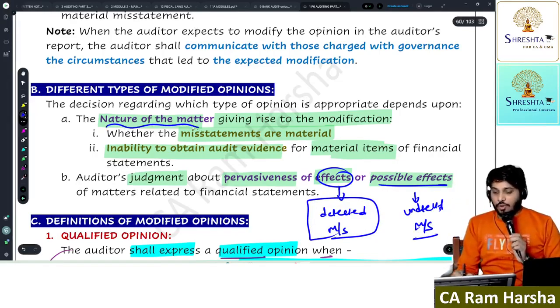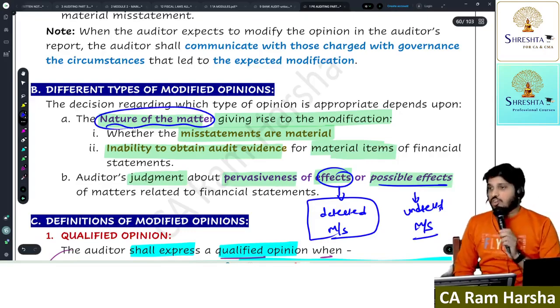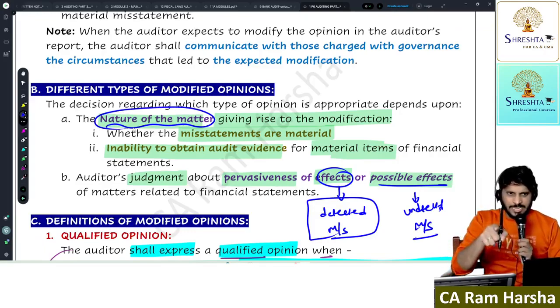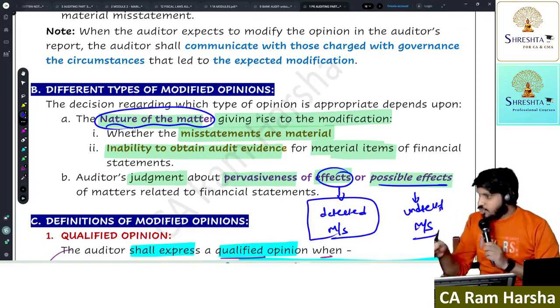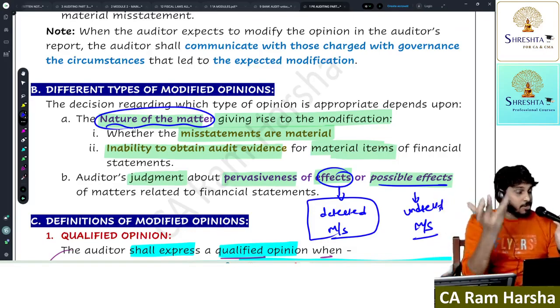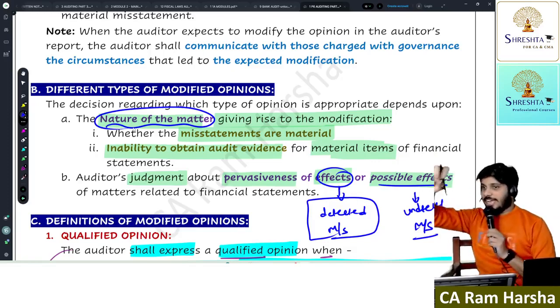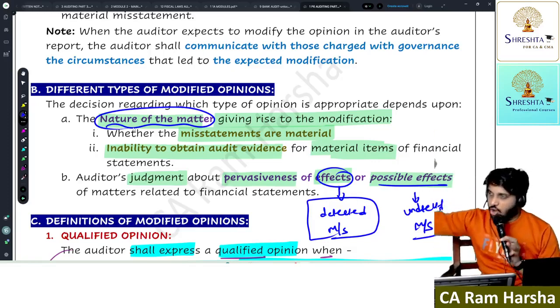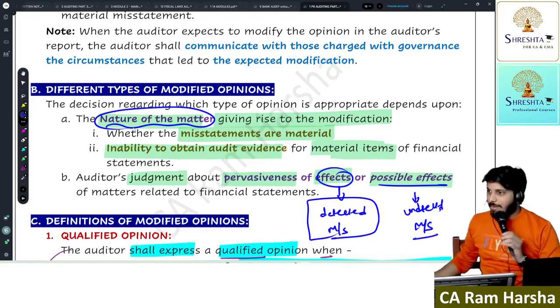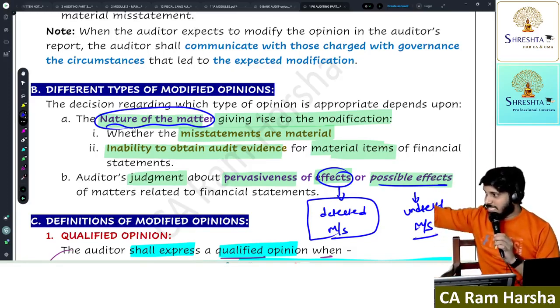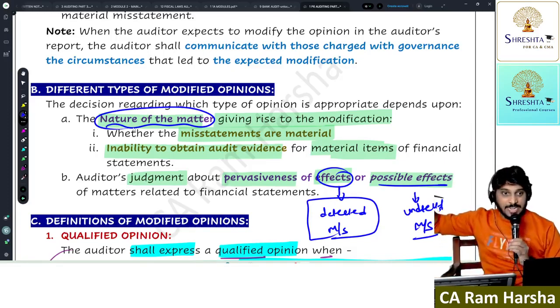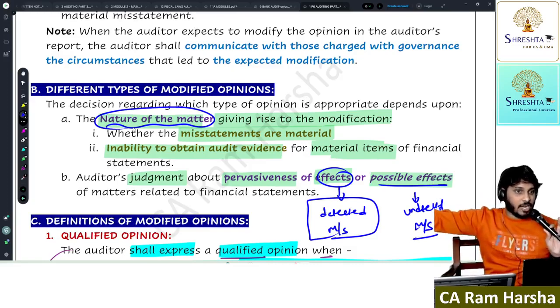So, first, what is the nature of the matter? Why do you want to modify? Is there a material mistake, or are you unable to get evidence, or both? Both can also be there. Inventory, material mistake is there. Debtors, I did not get evidence. Total tendency, material. One material misstatement is there, and there is another material item, but evidence is not available.